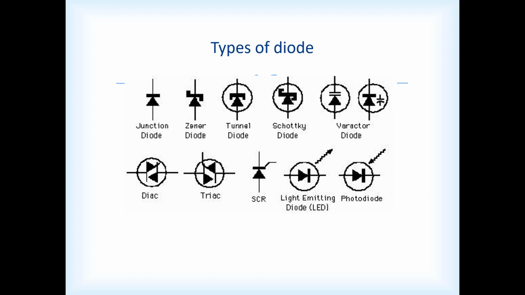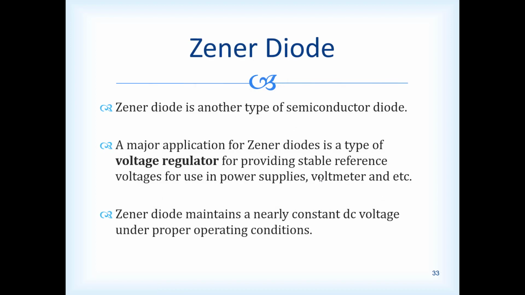Alright, there are many types of diode. We have touched a bit on this in the class last time. We have the junction diode as usual that we have learned, the one that we used in the lab exercise. And then there is the Zener diode, tunnel diode, Schottky diode, varactor diode, and so on and so forth. I'm not going to touch the rest of it because there will be a subject on those specific diodes. All right. Zener diode.